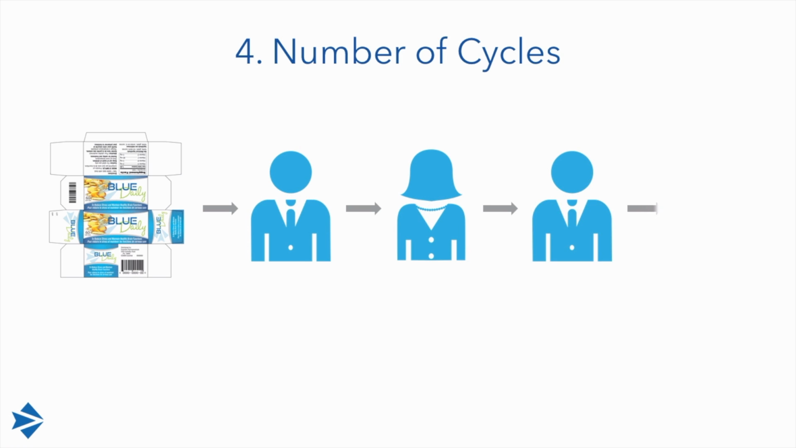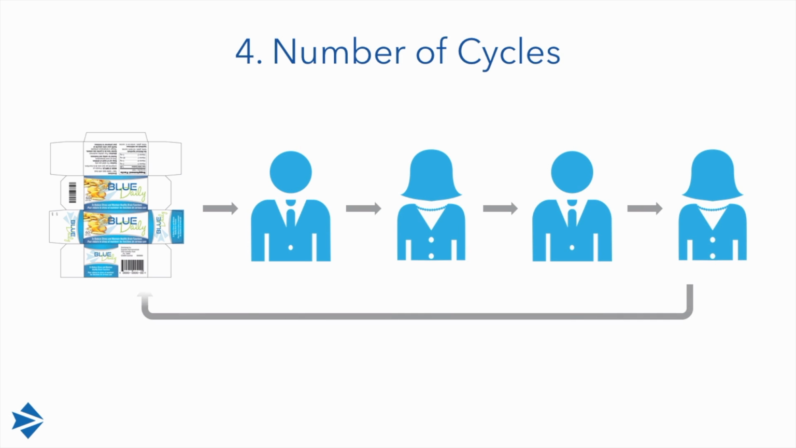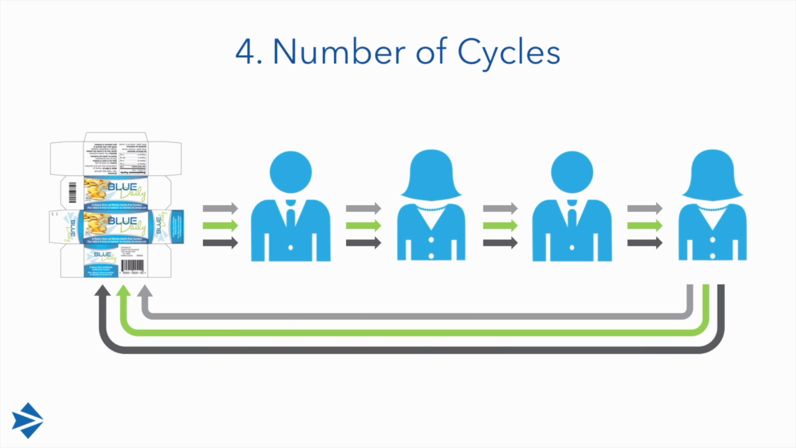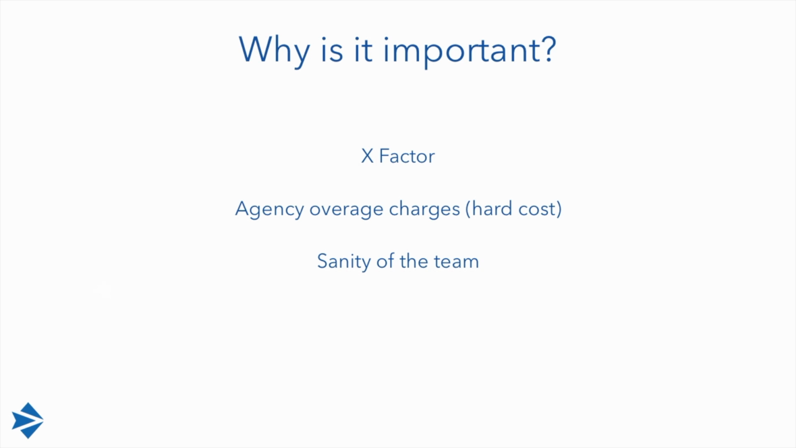Number 4 is number of cycles. So this is how many times you have to route through this process before you get approval. In this example, we have 3 little arrows being drawn here representing the 3 cycles that it takes to approve this file. So why is this important? The X factor, the multiplication factor. If you have a lot of approvers and they're doing things multiple times, then you have a lot of time and effort being spent on these multiple cycles.